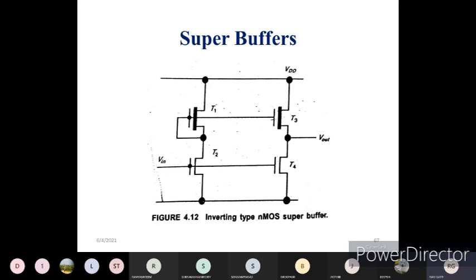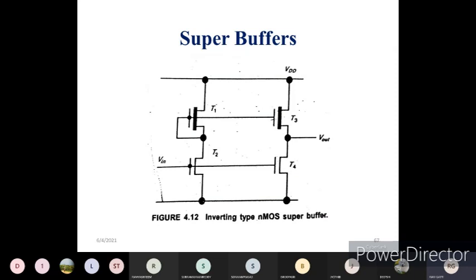Basically these super buffers are symmetric or asymmetric non-inverting drivers which have the capability to drive a large capacitive load. You can see here in the diagram, what is this? It is nothing but an inverter only.